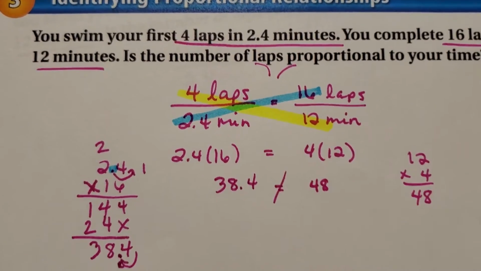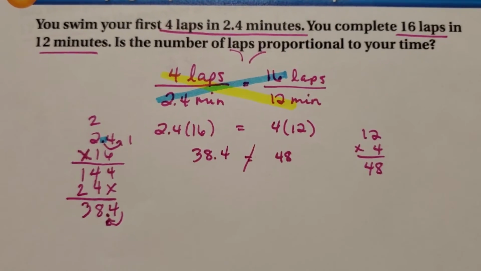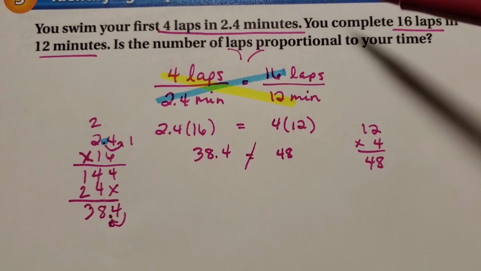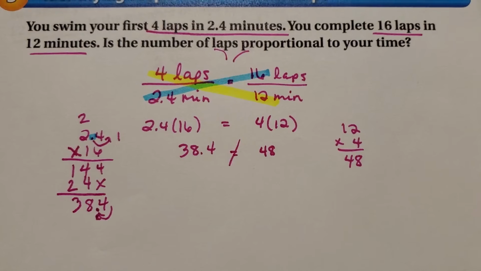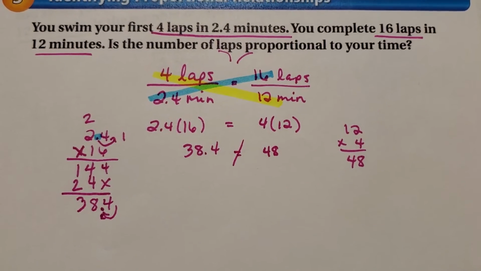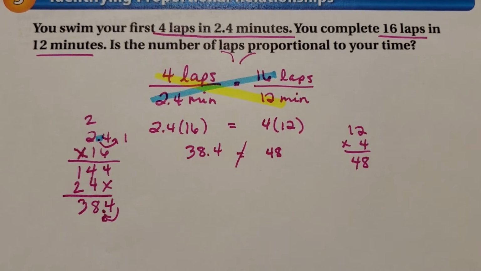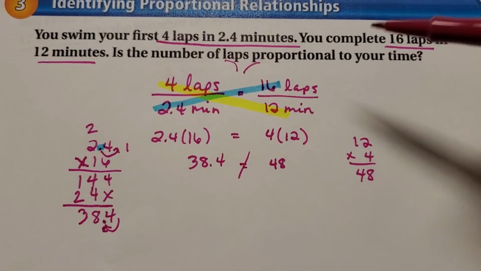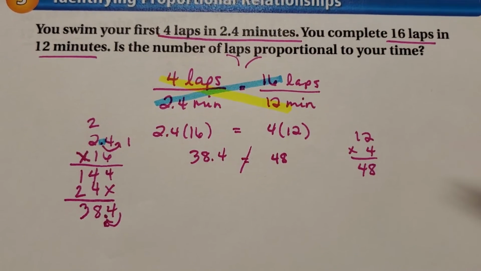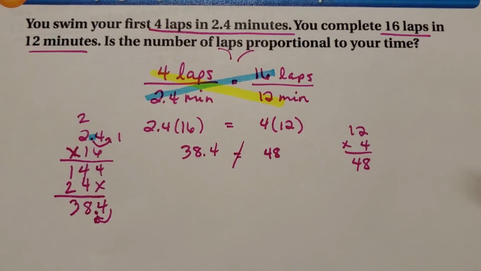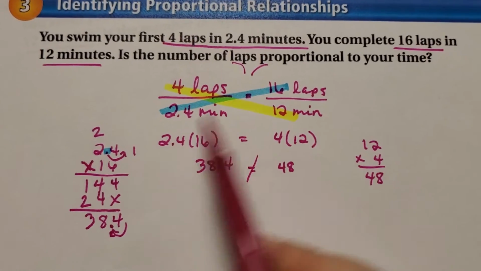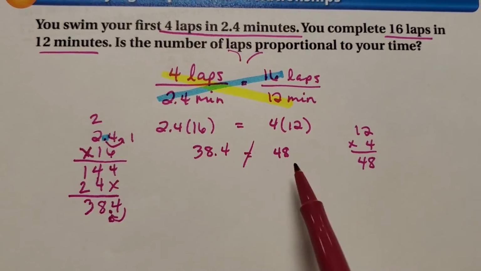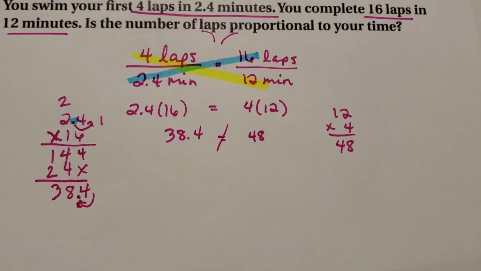Right away, these do not equal each other. So it says, is the number of laps proportional to your time? And the answer to this question would be no, it is not, because they're not proportional. They're not equivalent. These two fractions, these two ratios are not equivalent, therefore they're not proportional. And you would show your work here. 38.4 or 38 and 4/10 is not the same thing as 48.